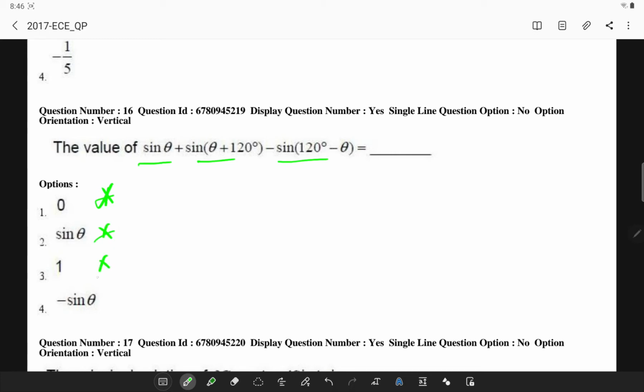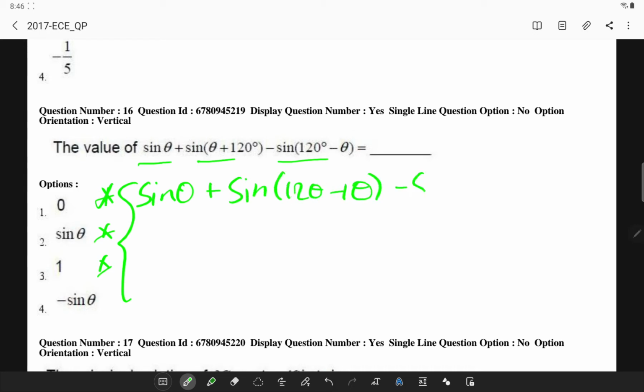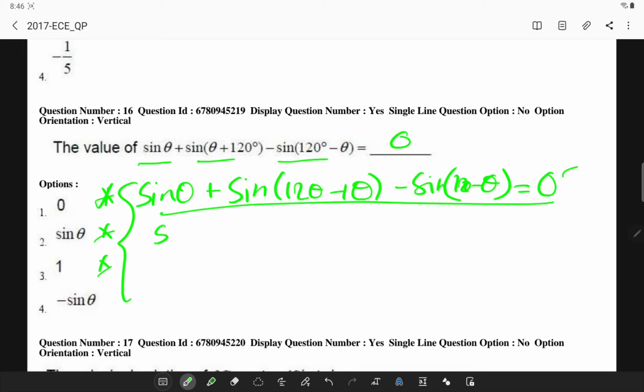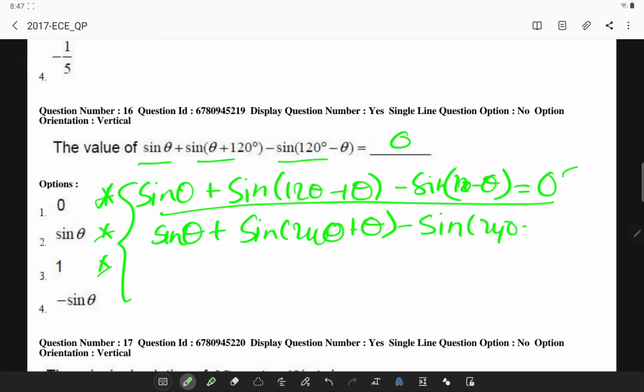We have to remember 3 formulas for this. So sin theta plus sin 120 plus theta minus sin 120 minus theta, this is directly 0. Similarly, we have some other equations which the student has to remember. Sin theta plus sin 240 plus theta minus sin 240 minus theta is also 0.